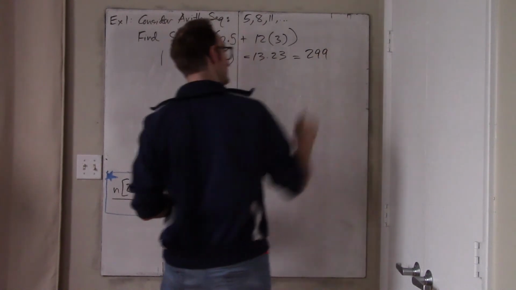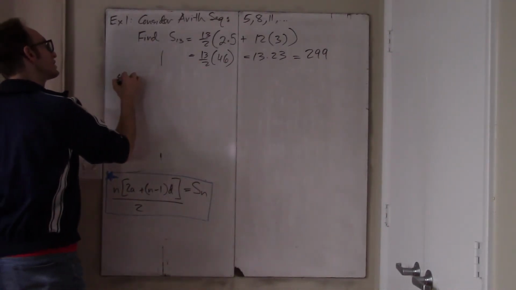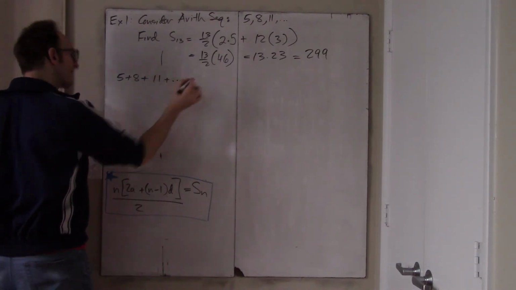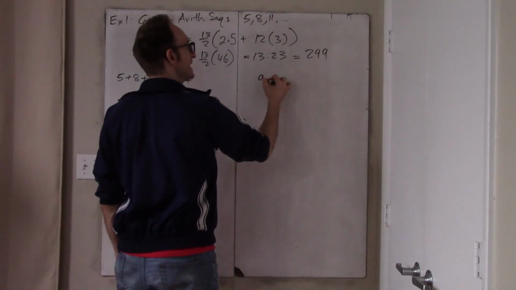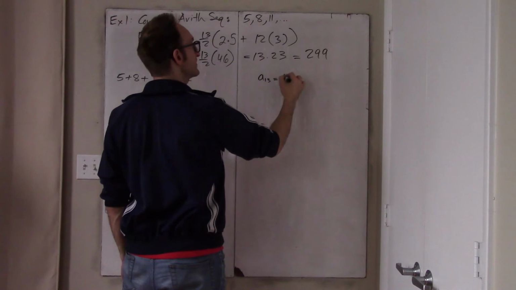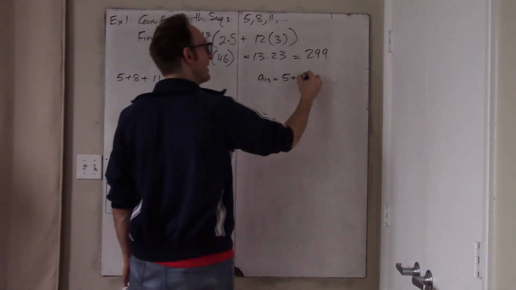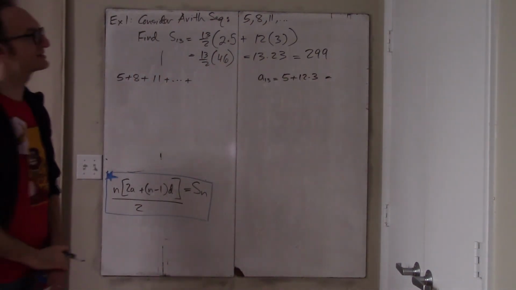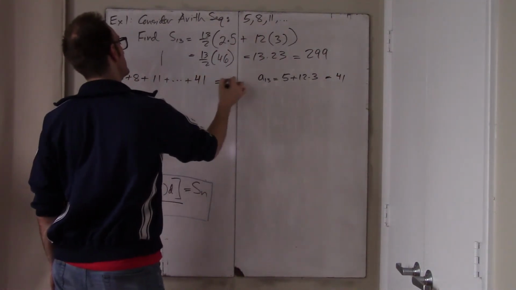Okay, is there another approach? The other approach is to just do it out every single time from scratch. So what am I doing? I'm adding 5 plus 8 plus 11 plus, how far out do I go? To the 13th term. Well, what is the 13th term? What's a sub 13? Well, it's going to be 5 plus a bunch of 3s. How many 3s? By the time I've got to the 13th term, I've added 3 12 times. So that's 36 and 5 is 41. Okay, so that means I'm going all the way up to 41.